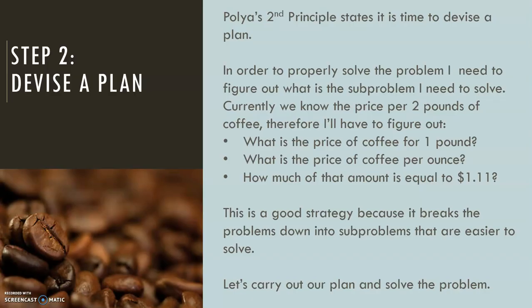In order to properly solve the problem, we need to figure out if there are any sub-problems that need figuring out first. We know what the price of 2 pounds of coffee is currently, but we need to get to ounces, and then also we need to determine how much coffee we can buy with $1.11. So we will need to figure out first what the price of coffee is for 1 pound, how then it breaks down into ounces, and finally how much does the per ounce rate go into $1.11. Breaking the problem down into sub-problems will make it easier to solve. So let's carry out our plan.